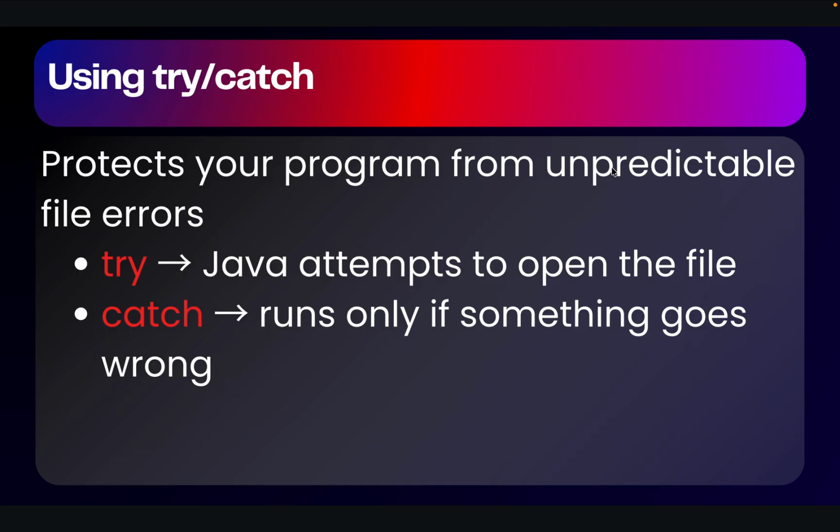As we previously mentioned in our last lecture, when you're dealing with exceptions, you must use a try-catch because this is going to protect your program from those unpredictable file errors that you may come across. The try block will contain your attempt at opening the file. The catch will contain the information needed if something were to go wrong with opening that file.